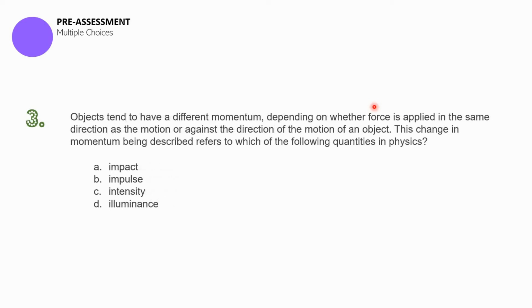Question number 3. Okay, objects tend to have a different momentum depending on whether force is applied in the same direction as the motion or against the direction of the motion of an object. This change in momentum being described refers to which of the following quantities in physics? A. Impact. B. Impulse. C. Intensity. Or is it D. Illuminance? I like that word. Illuminance.